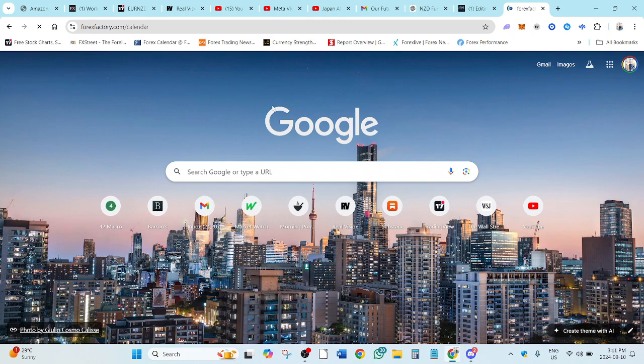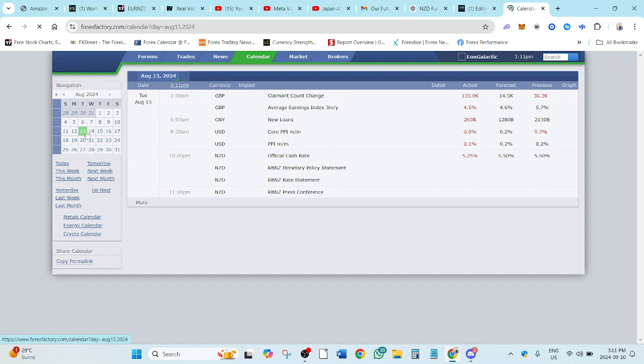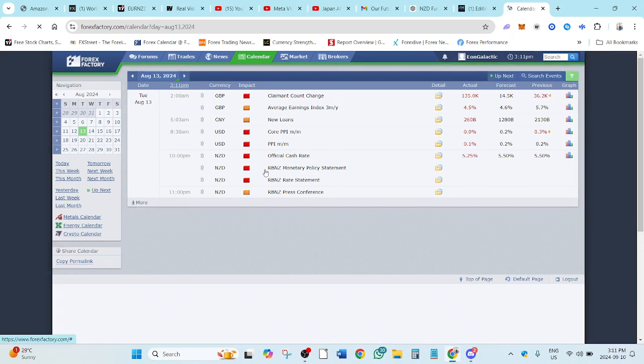The New Zealand Reserve Bank decided to lower interest rates. I believe it was August 13th at 10 p.m. Eastern time. They decided to go from 5.5 percent interest rates to 5.25 percent, which is not a 25 percent cut, but a 25 basis point cut. So that is bearish for the New Zealand dollar.